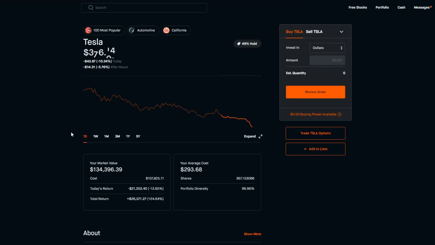Let's actually address the share price first. So that's -$43.87 off of the share price. And then we lost another 3.78% in the after hours, which is another $14.09 off of the share price as well. So over $55 lost from the share price just today alone for Tesla stock.